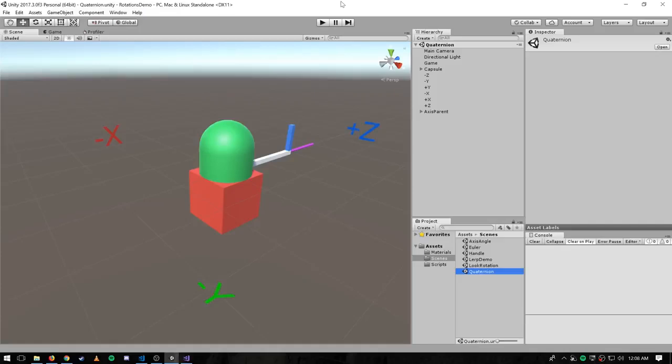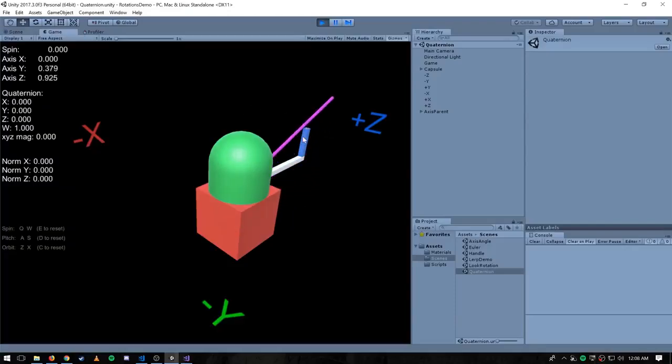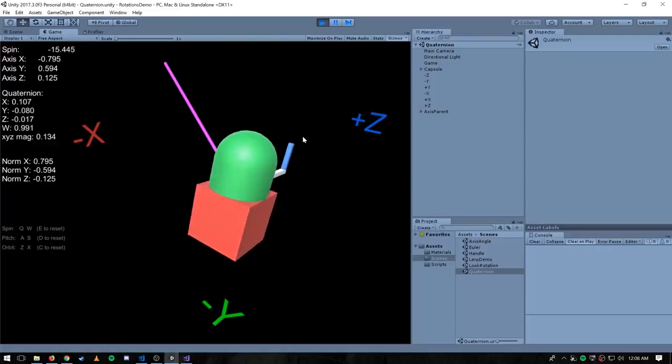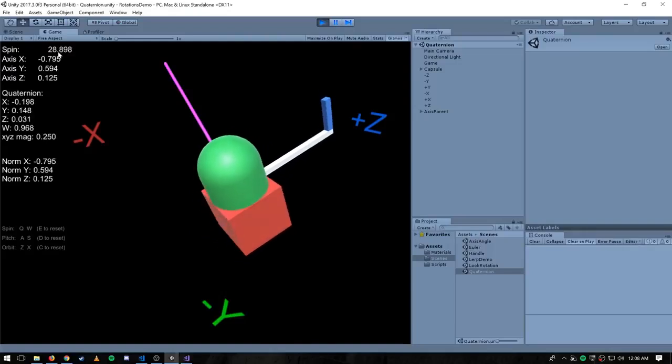The special thing about unit quaternions is that these 4 values, as a rule, the squares of these 4 values all add up to 1. That is a unit quaternion. x squared plus y squared plus z squared plus w squared must equal 1. Otherwise, it's not a unit quaternion.